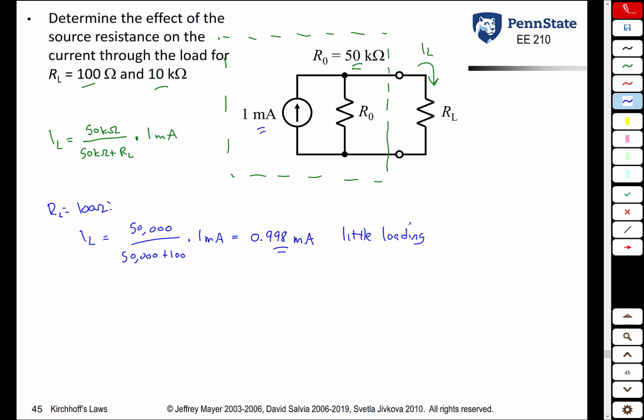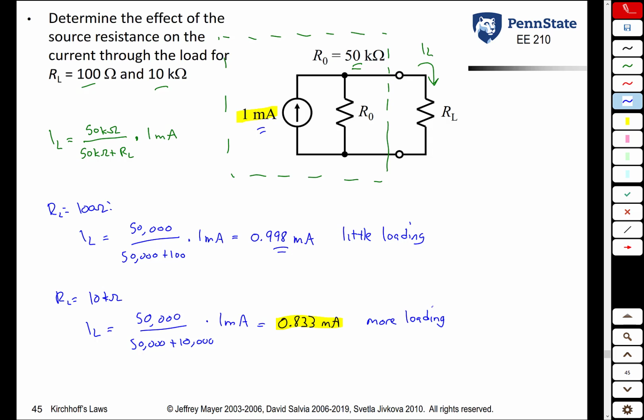But what happens now when we have a larger load resistance? When RL is equal to 10 kilo ohms, its current is going to be 50,000 over 50,000 plus 10,000 times 1 milliamp, and we end up getting 0.833 milliamps. Here, you see a much bigger difference between the current you actually get through the load and the current you want through the load. So this one has more loading.